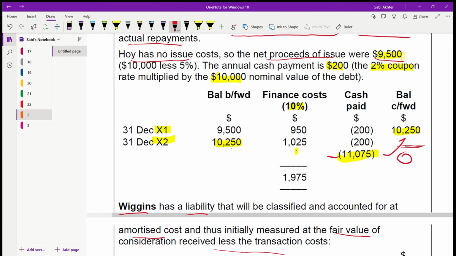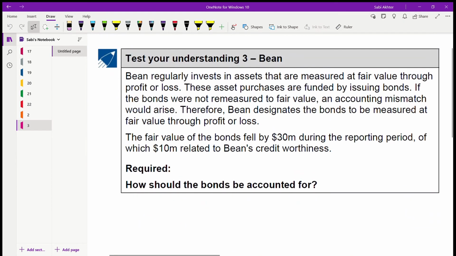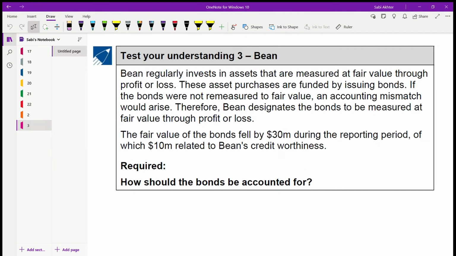Now let us go to test understanding 3. It's a small question. Ben has been regularly investing in assets that are measured at fair value through profit and loss. It is an asset and it is fair value through profit and loss. Now it's the next question. Earlier we were using amortized cost to measure liability. Now we are using fair value through profit and loss. So these asset purchases are funded by issuing bonds. If the bonds were not measured at fair value, an accounting mismatch would arise. Therefore, Ben decides the bond is to be measured at fair value through profit and loss.